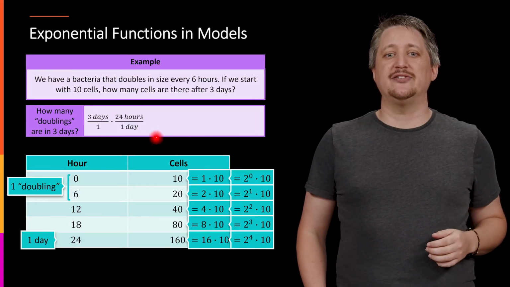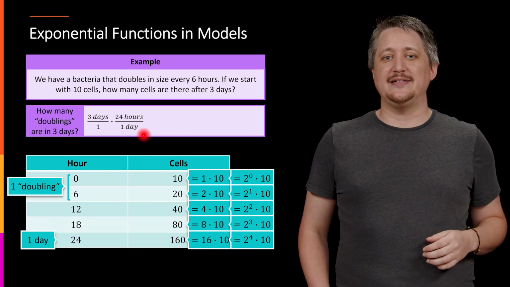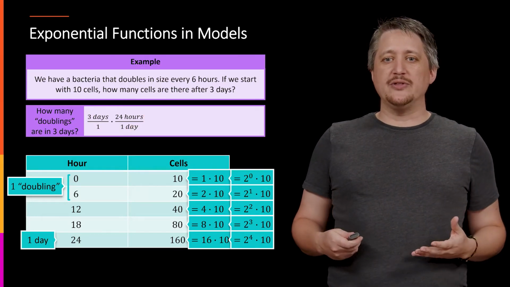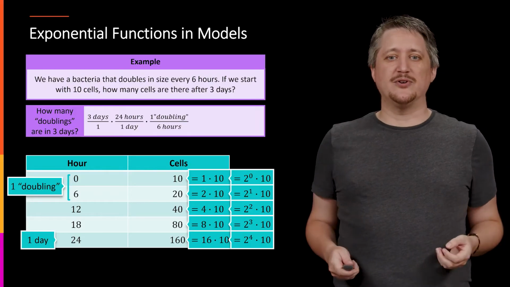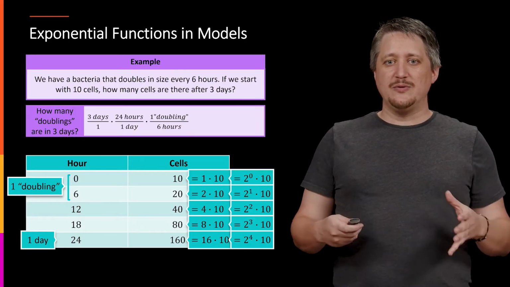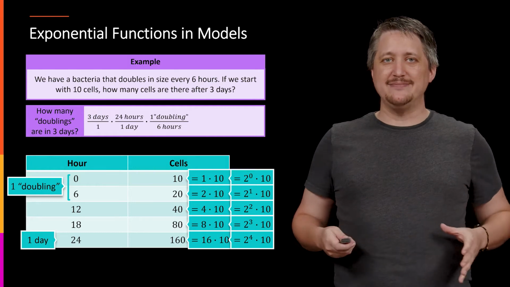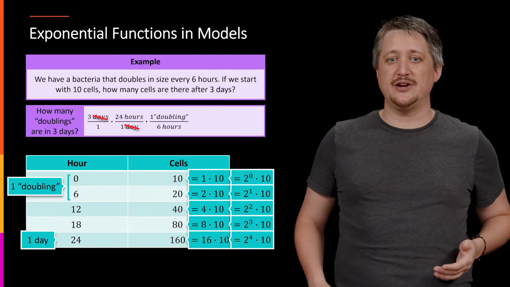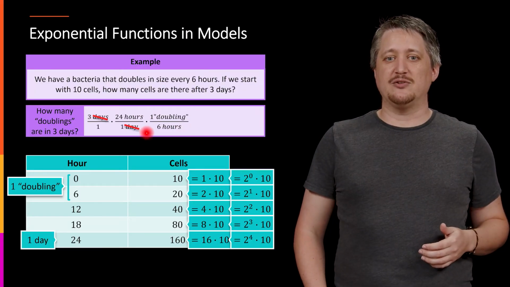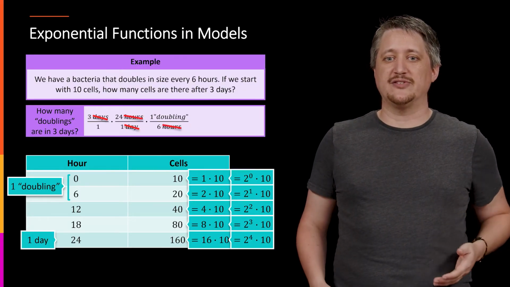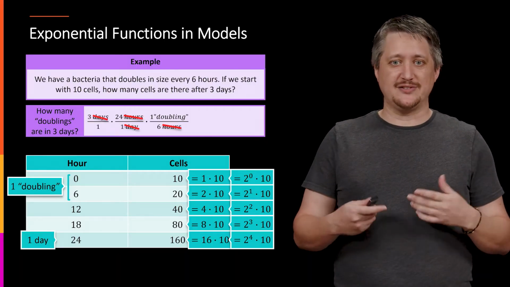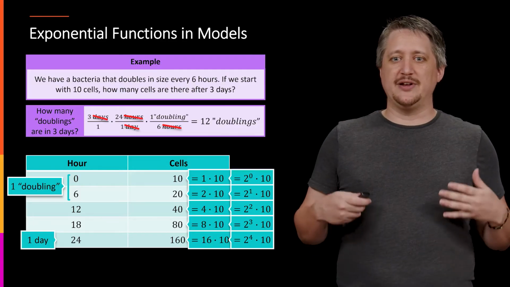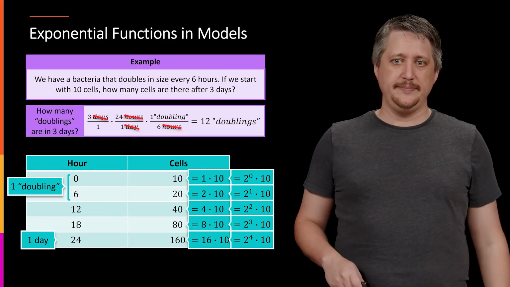Okay, so the idea here is that now the days and day I can cross out, and I'm down to a unit of hours. Moreover, I know that there is 1 doubling per 6 hours. So once I have doublings as my remaining unit, I can verify by crossing out the common units. Days and day can be crossed out. Hours and hours can be crossed out. Now I'm down to just doublings and numbers, so I can compute. If I multiply across, I'm going to have 12 doublings, okay?